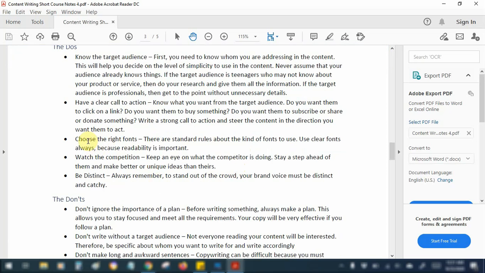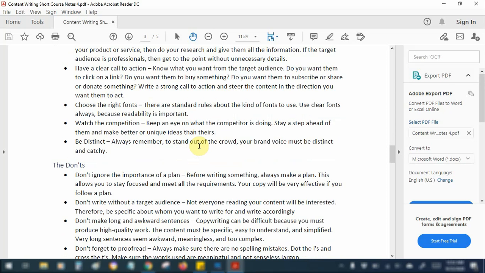Another thing you must do is choose the right fonts. Always stick to the standards that are acceptable. Usually it's Calibri, size 11, 12, Times New Roman, things like that. You can always Google it. You can always see which fonts are acceptable, because readability is very important in copywriting. If you choose very, very twisted handwritings, it will not be appealing, because most people cannot strain their eyes to read. Some people have eye problems and things like that. Keep your writing bold and visible and clear.